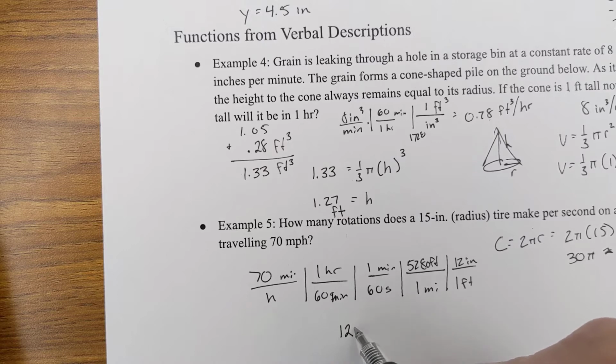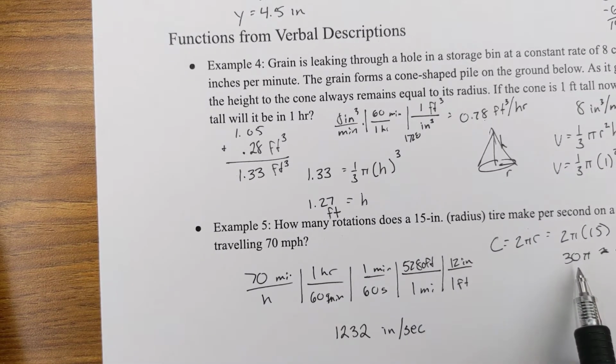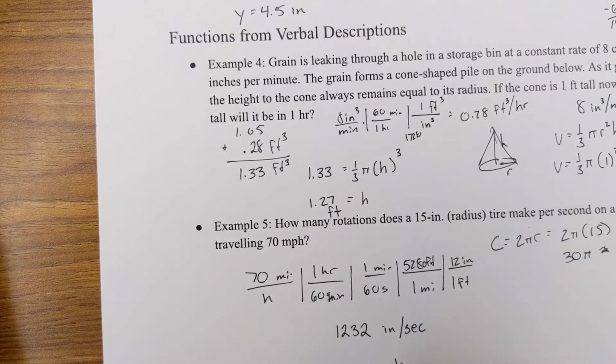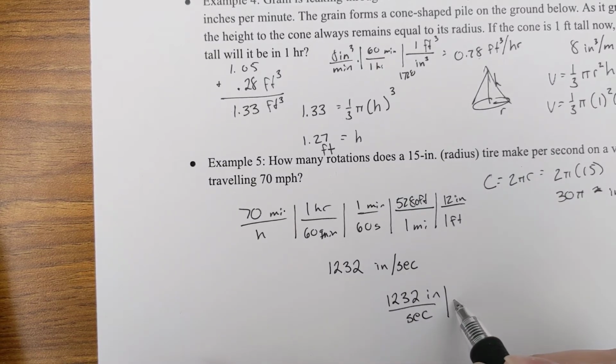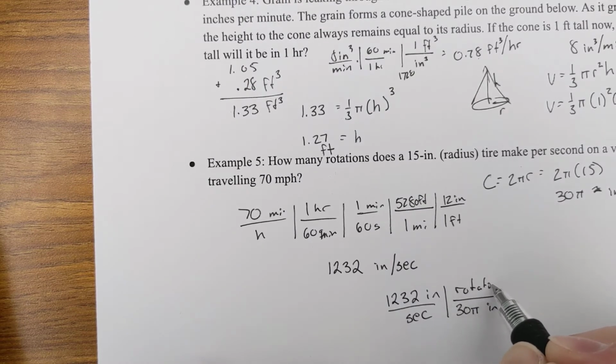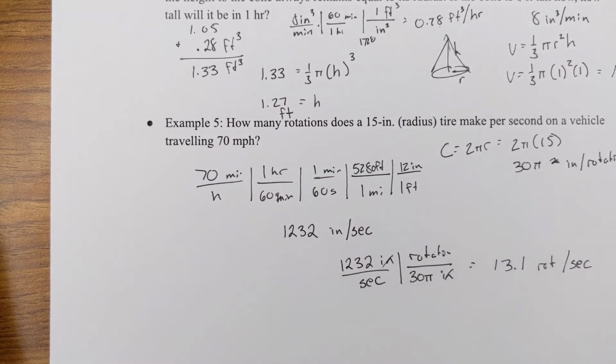So this is traveling at 1,232 inches per second. And I get 30 pi inches for every rotation. So 1,232 inches per second, and it takes me 30 pi inches per rotation. So the inches go on bottom so they can cancel, because I want rotations per second. So divided by 30 pi, and I get 13.1 rotations per second. So there we go, some fun unit conversion.